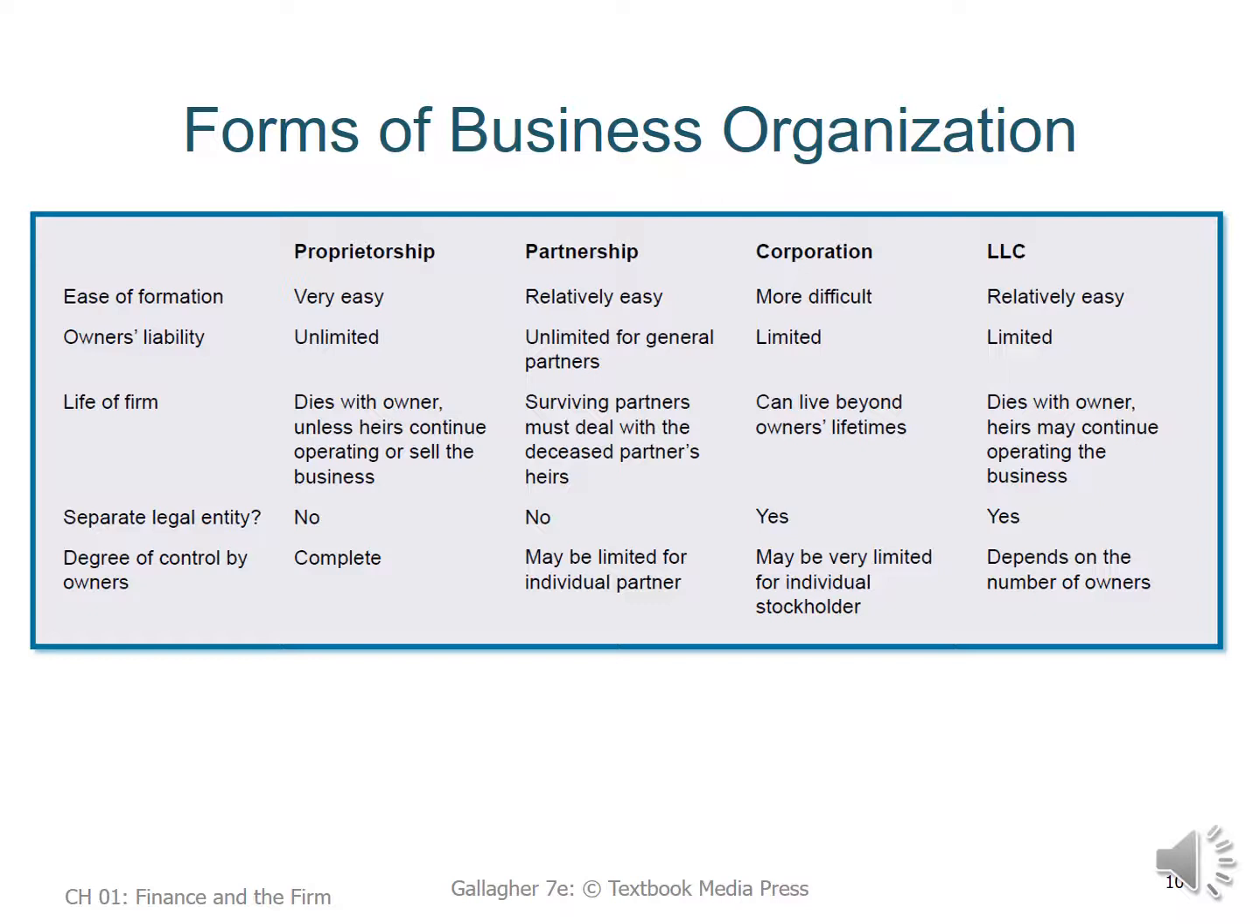The forms of business organization, including proprietorship, partnership, corporation, and limited liability company, or LLC. The four different types of organization differ in terms of ease of formation, owner's liability, life of term, separate legal entity, or the degree of control by owners.